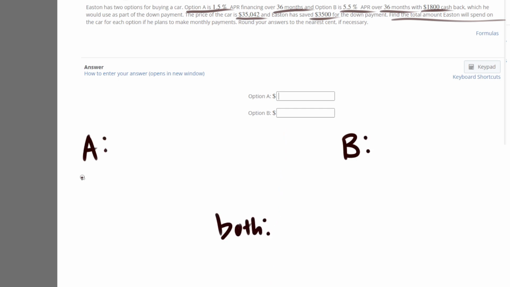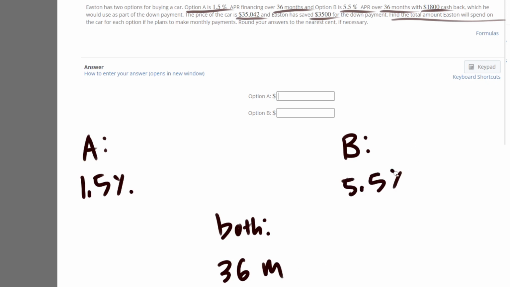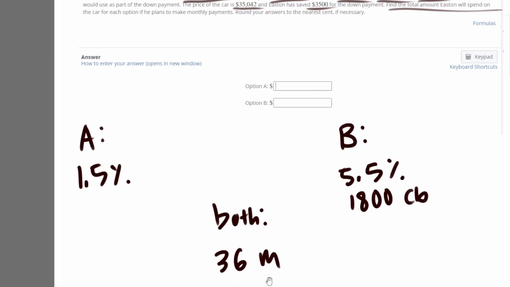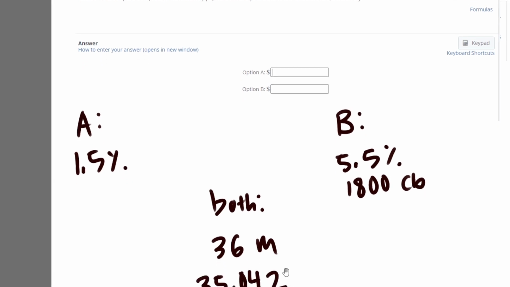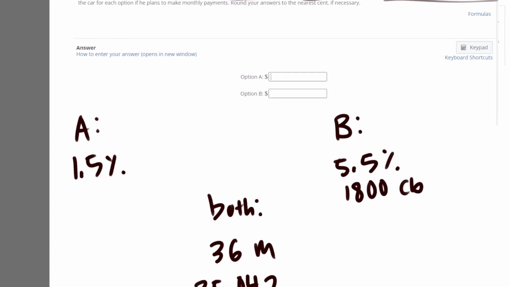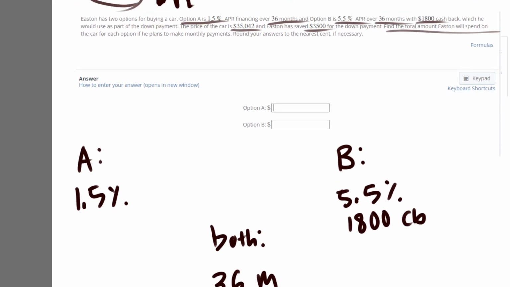So, for option A, we have 1.5% APR. For both, we have 36 months. We have 5.5% APR on B, and we also get $180 cash back. The price of the car for both is $35,442, and for both of the situations, we've saved a $3,500 down payment for the car.